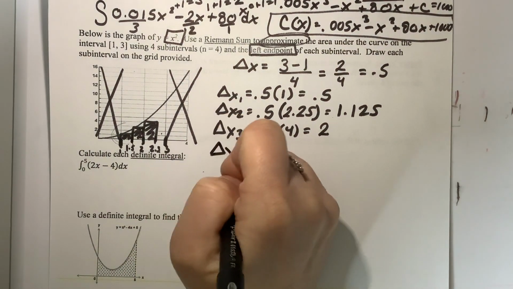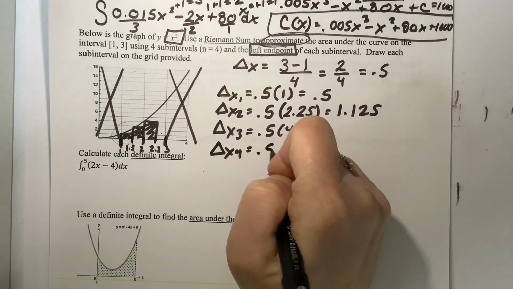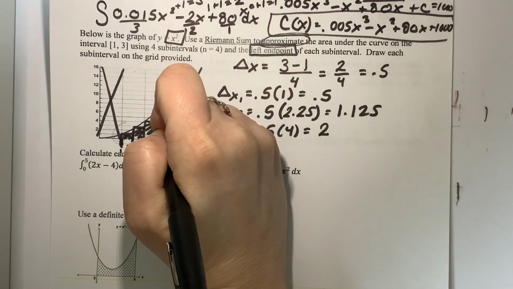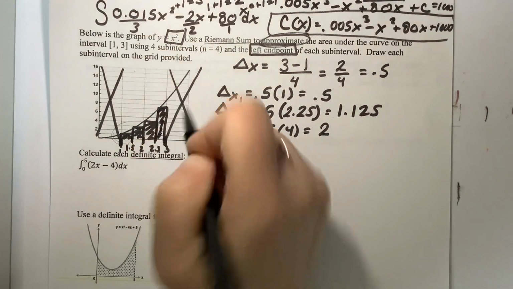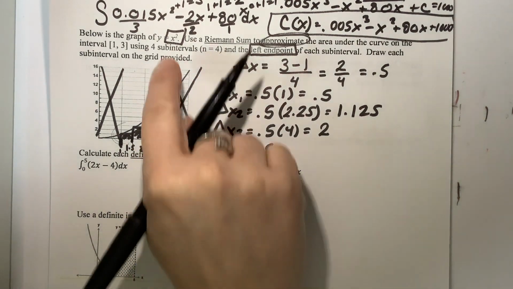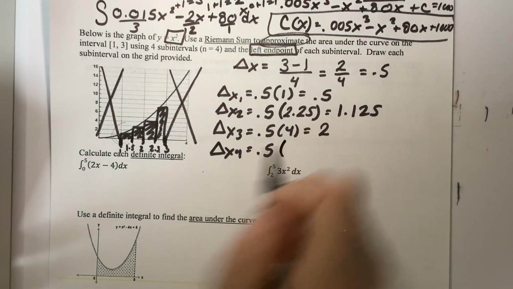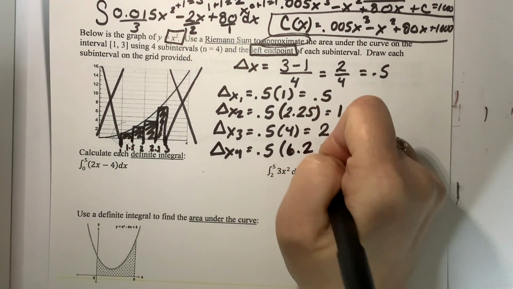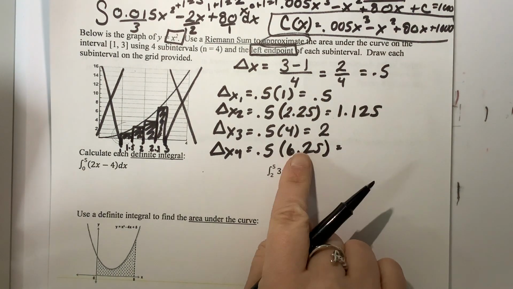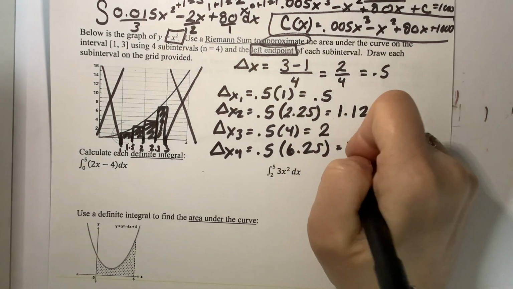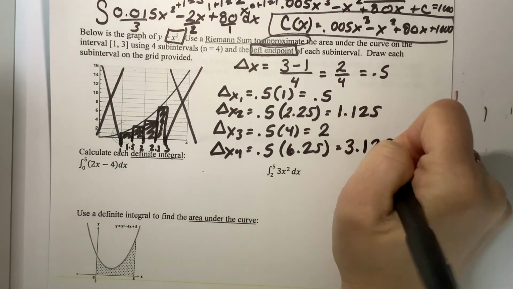Last one. Delta x4, the length of the rectangle, is 0.5. We're going from the left endpoint. Left value is 2.5. Take 2.5 and square it. 2.5 squared is 6.25. That is what the height is. 0.5 times 6.25 is 3.125.